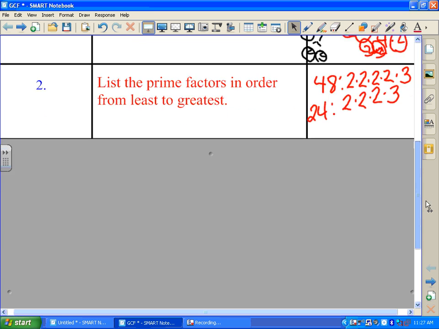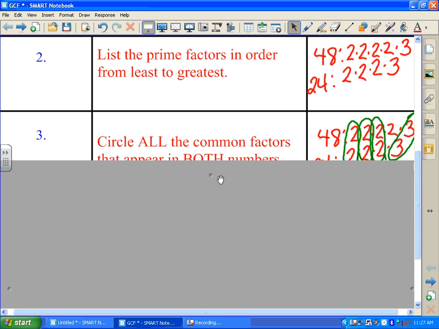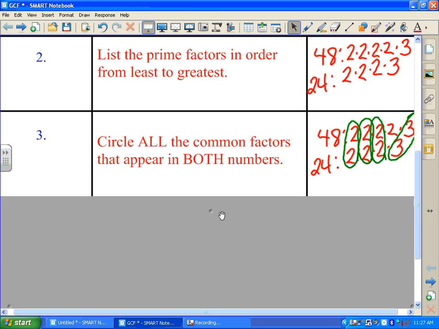Now, step number 3. Circle all the common factors that appear in both numbers. So here, I see a 2 in 48, I see a 2 in 24. I see another 2 in 48, another 2 in 24, another 2 in 48, another 2 in 24, and then I see a 3 in both numbers. There's an extra 2 in 48, but I don't need to worry about that because 24 doesn't have an extra 2 at the bottom. So I circle all the common pairs.